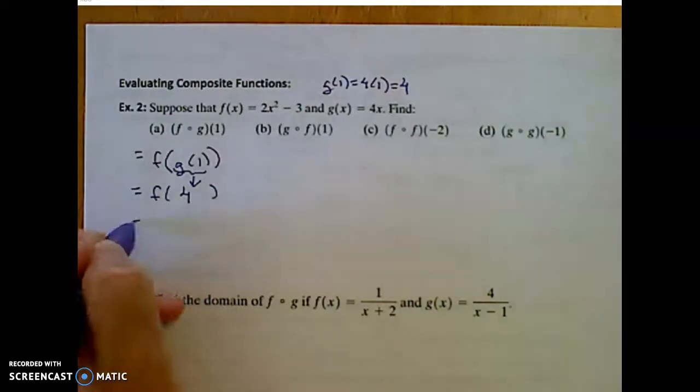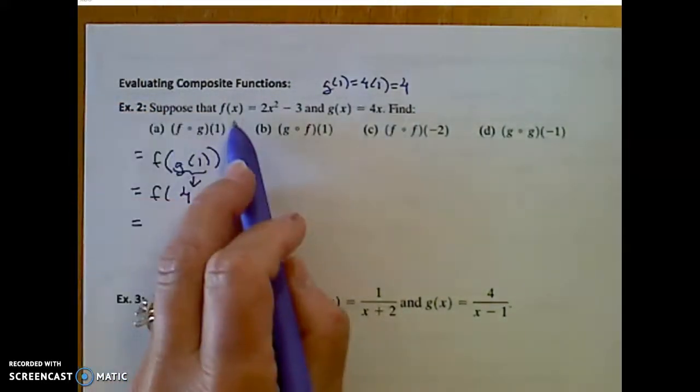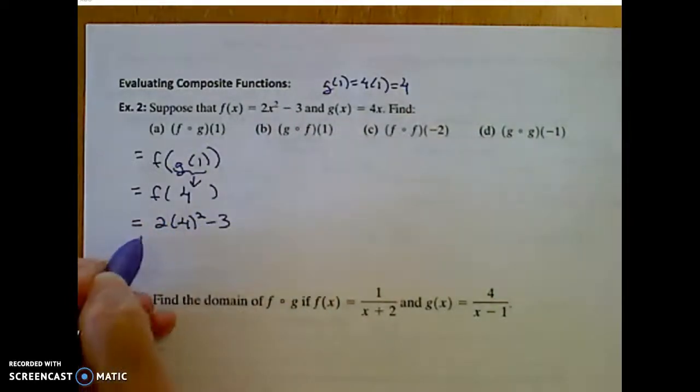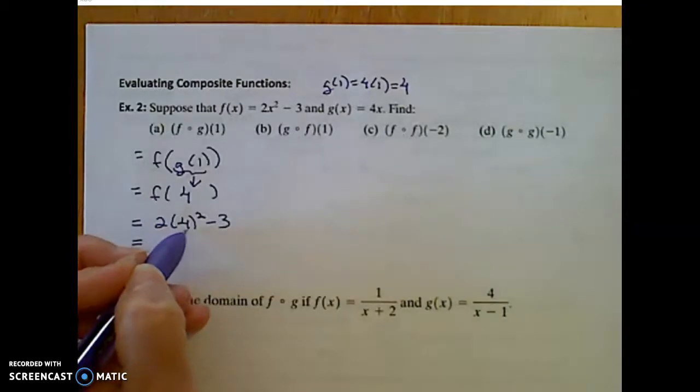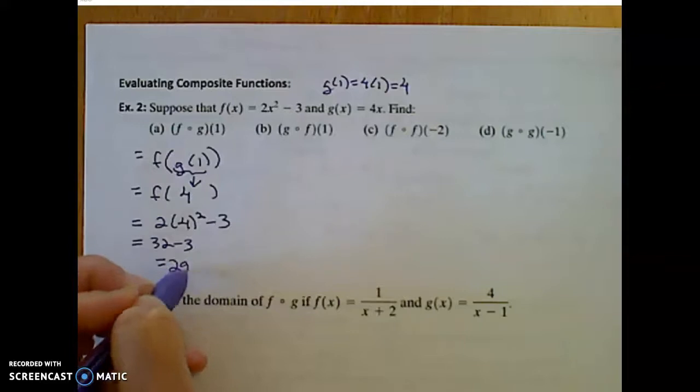Work from the inside out. Now I want f of 4. I'm going to come over here to f. When I plug in 4, that's going to be 2 times 4 squared minus 3, whatever that is, 16 times 2, which is 32 minus 3, and I get 29.